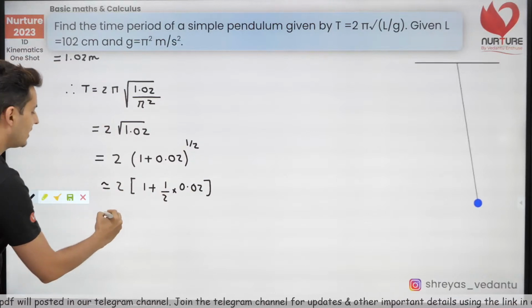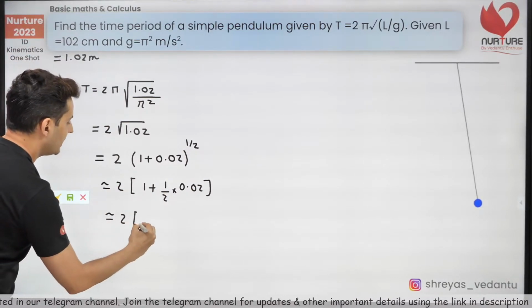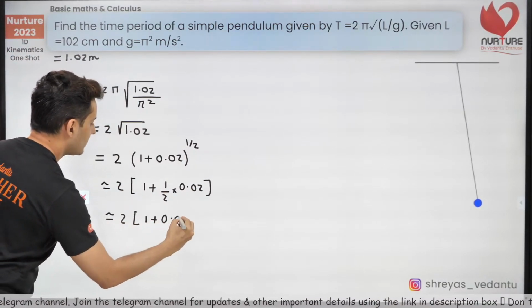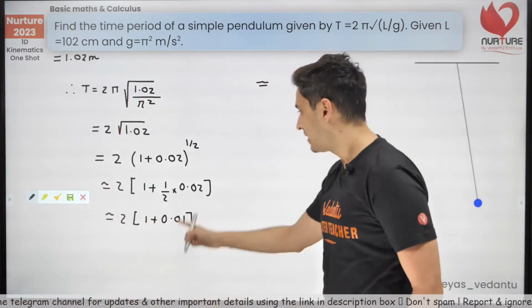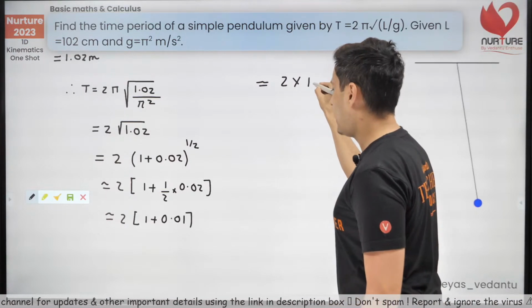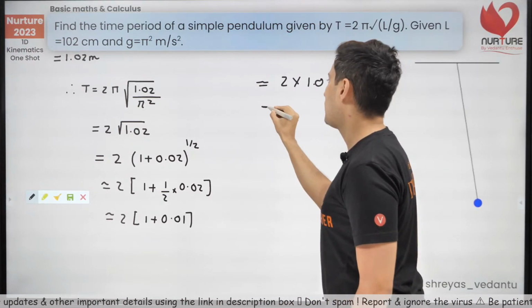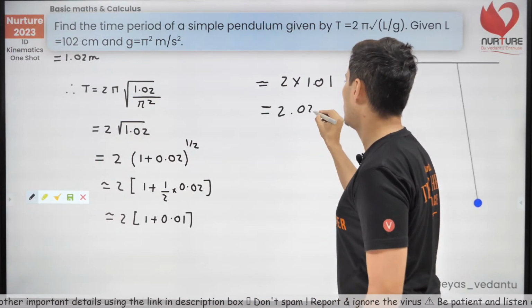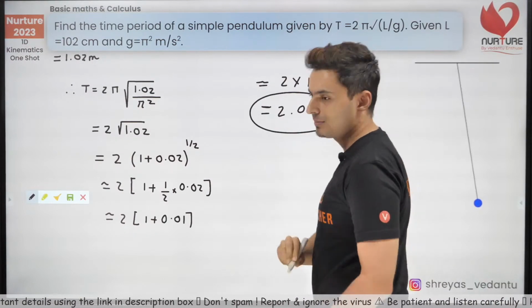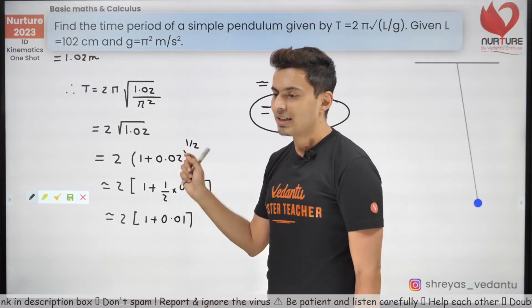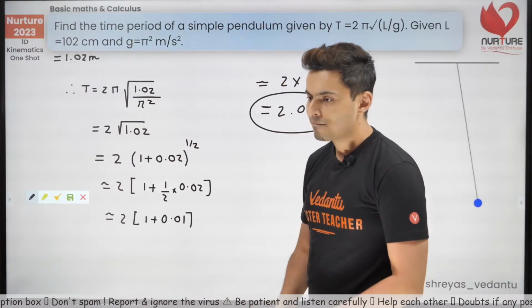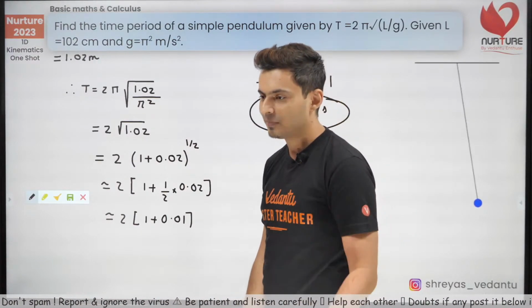This is approximate. So therefore this will become 2 into 1 plus 1.01, which is nothing but, how much is it? 2 into 1.01, which is approximately nothing but 2.02 seconds. That's the final answer. That's it. Guys, now don't you see this is so easy to solve? Yeah, this is so easy to solve.